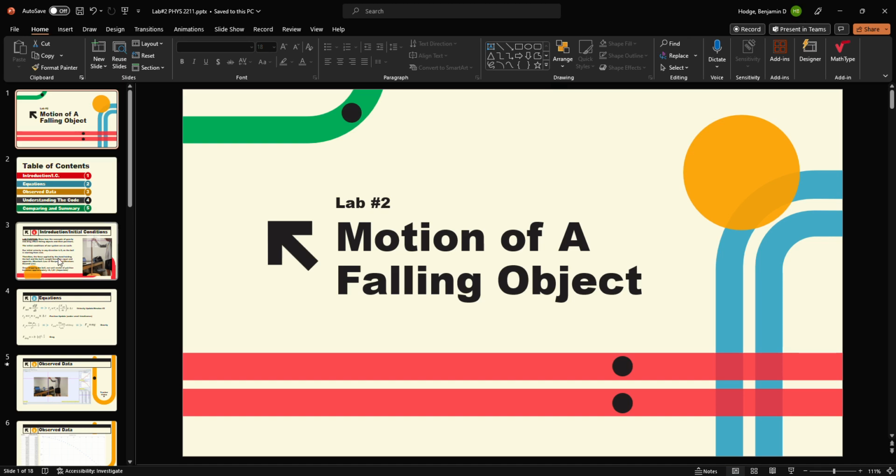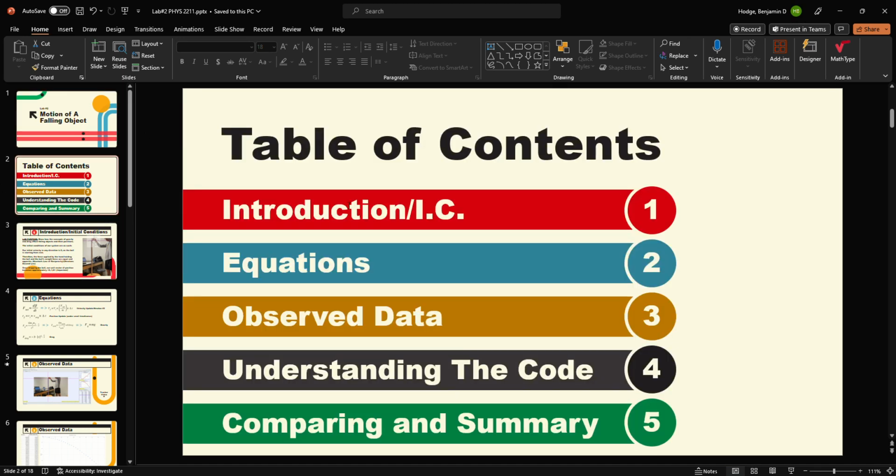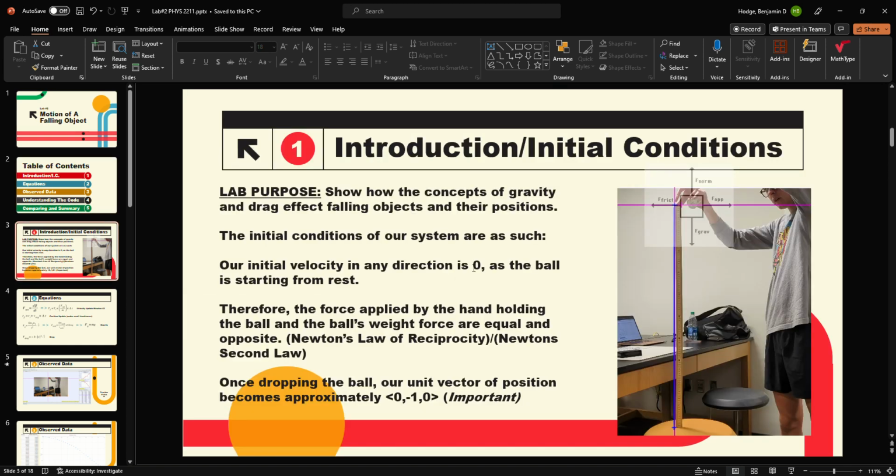Alright, welcome to lab number 2, motion of a falling object. Here's our table of contents, which you can read. So we're going to start off with our introduction and initial conditions. Our lab purpose is to show how concepts of gravity and drag affect falling objects and their positions.